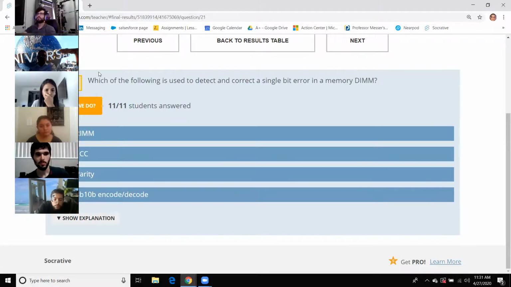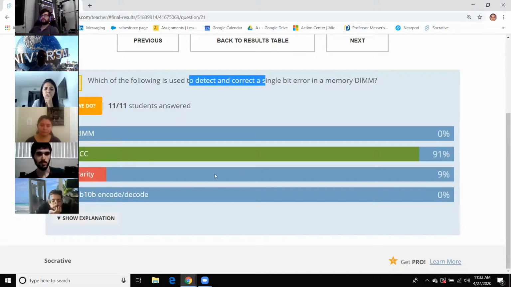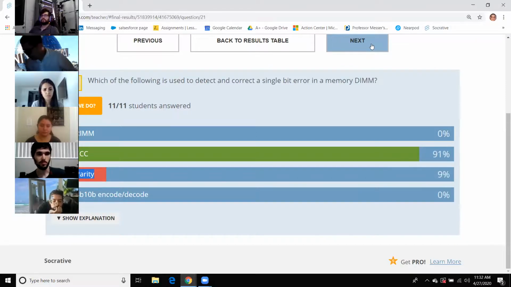Next question. Which of the following is used to detect and correct a single bit error in a memory DIMM? B, ECC. Everyone agree? Correct. ECC is the one that can detect and correct. Parity only can detect the issue, but it cannot correct it. It would have to ask for it to be resent.